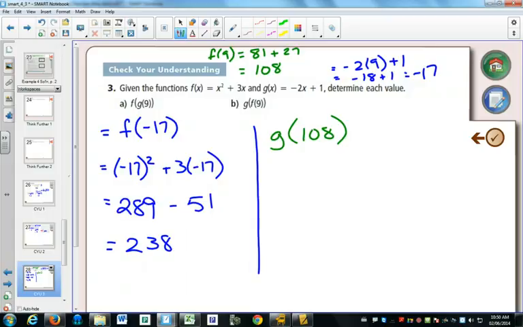G of 108. And now we're going to plug in 108 into G, and you're going to get negative 2 times 108 plus 1, negative 216 plus 1, negative 215. Excellent. So the numbers you can do for this one are 6, 8, and 9. And we will do example 4 tomorrow after your questions from permutations.